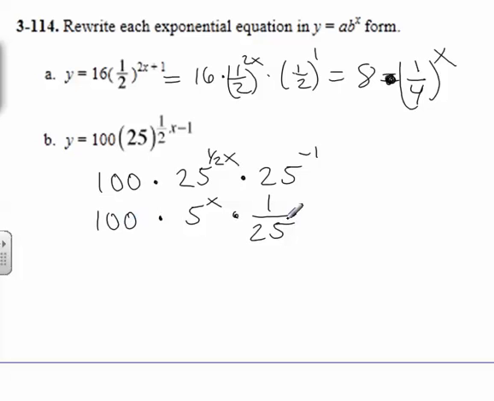100 times 1/25, that cuts that in 4 pieces, so it's 4 times 5 to the x is the simplified version of that. And that's the end.